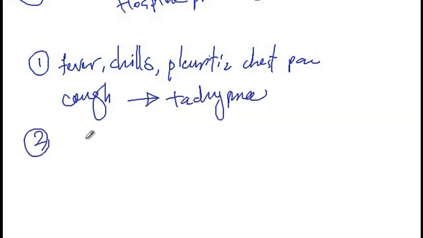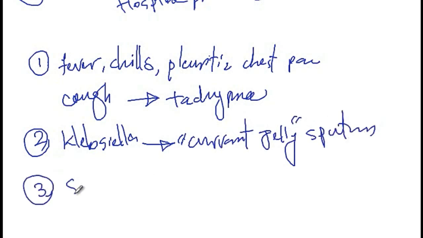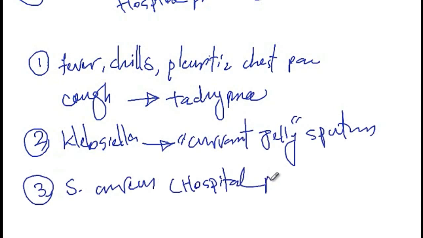Similar symptoms are seen with Klebsiella, except that due to the necrosis of the respiratory tract, these patients will present with blood-tinged sputum, which is referred to as currant jelly sputum. And then finally, Staphylococcus aureus is usually seen in hospital-acquired pneumonia.